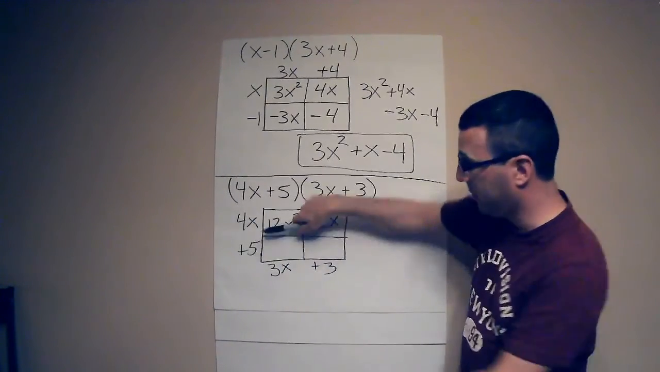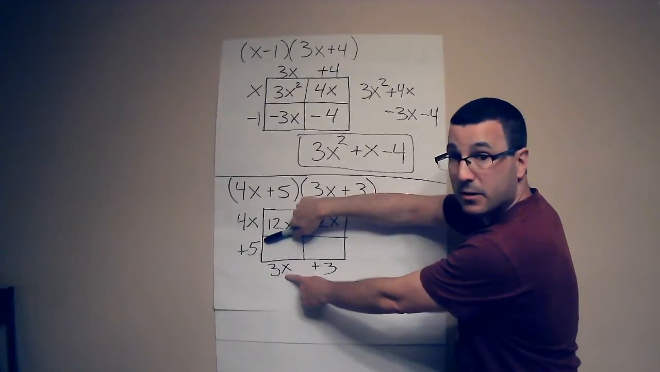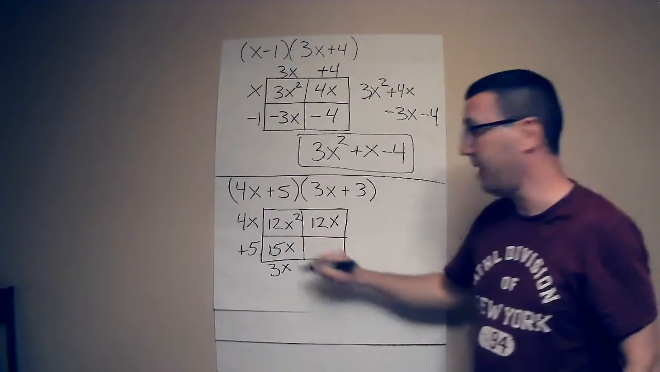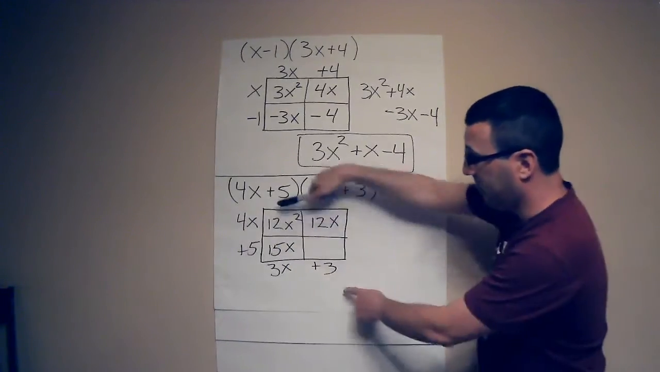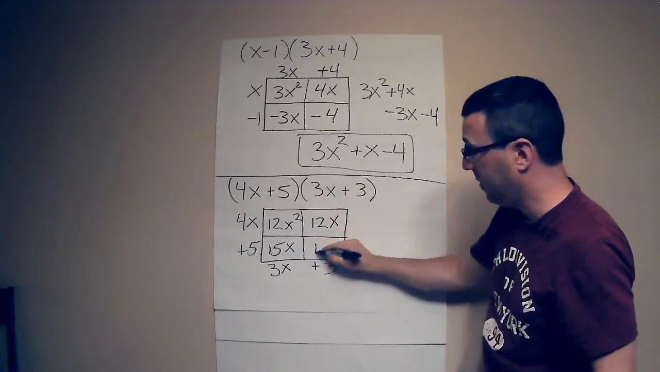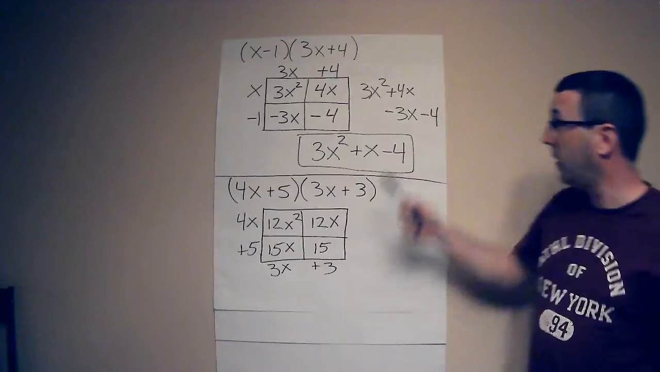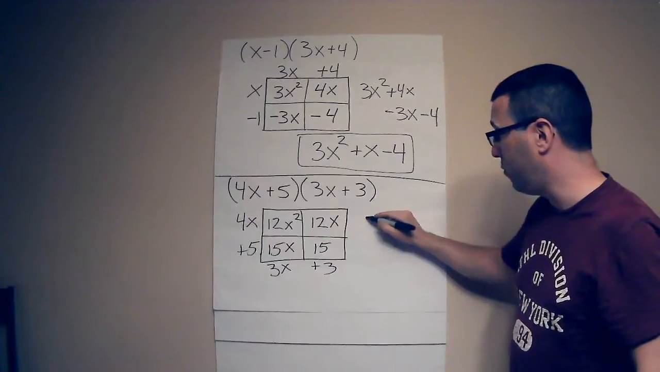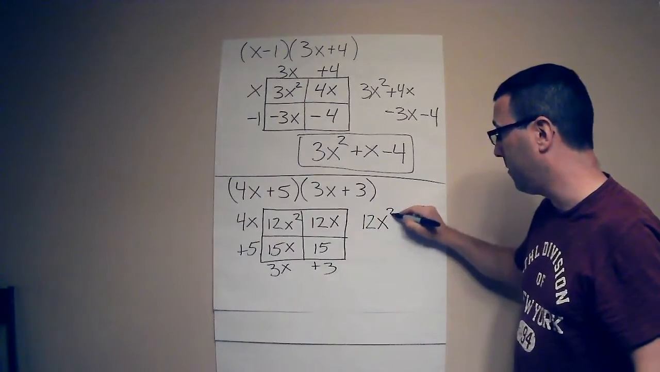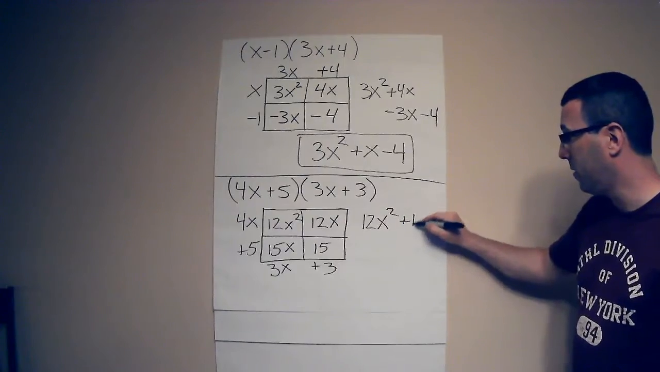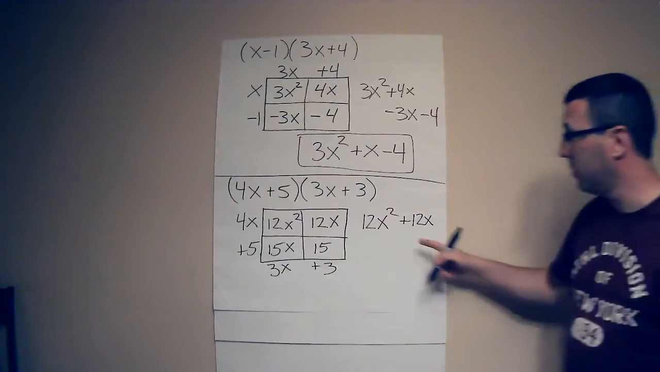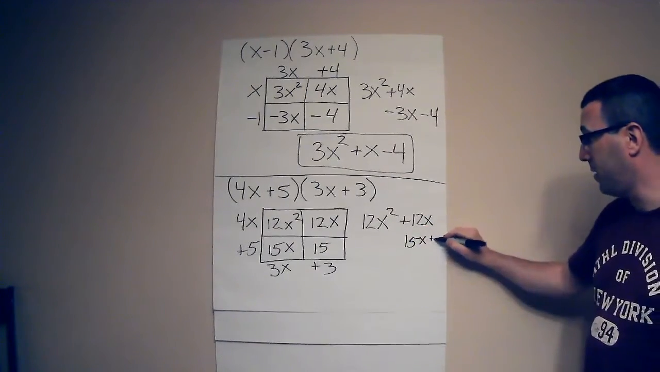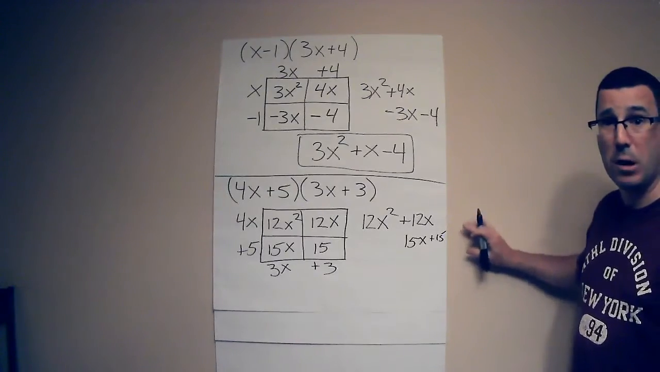Now go across the bottom. +5 times 3x. 5 times 3 is 15. Keep the x. 3 times 5 is 15. So again, like I did over here, I'm going to set them up across from each other. All right? So I have 12x squared plus 12x, oh, that's going to be kind of close. And I have 15x plus 15. I don't want to write on the wall.